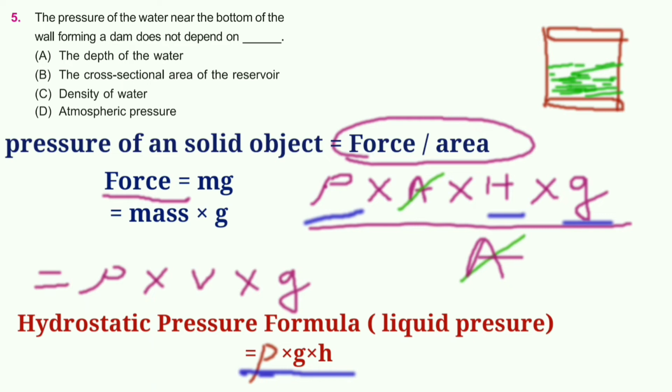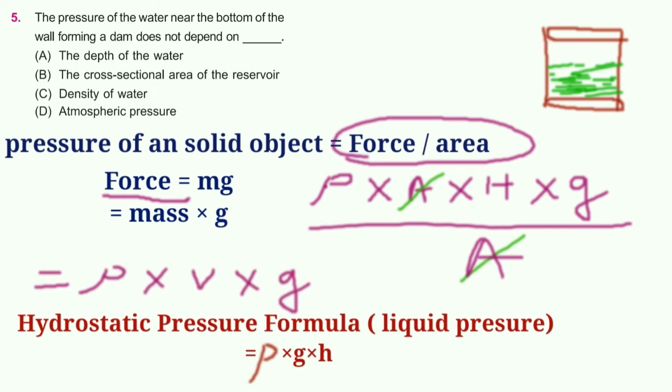Now, regarding the options. Option A, the depth of the water. This h is the height of the liquid in the container, or we can say the dam. So height matters. Option C, density of water, which is rho. So option C also matters.